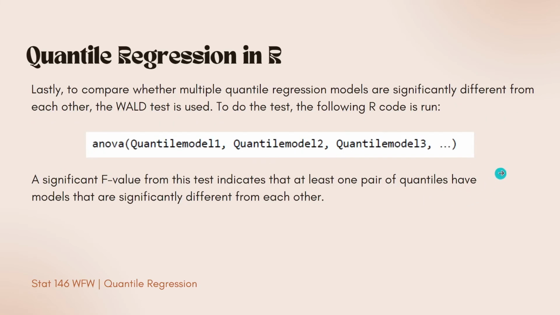Lastly, to compare whether multiple quantile regression models are significantly different from each other, the Wald test is used. To do the test, the following R code is run: anova(quantile_model_1, quantile_model_2, quantile_model_3, ...). A significant F value from this test indicates that at least one pair of quantiles have models that are significantly different from each other.